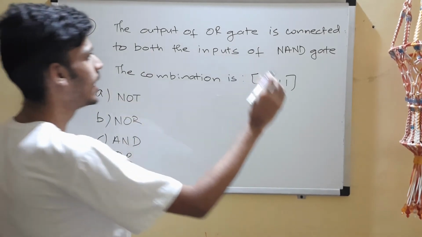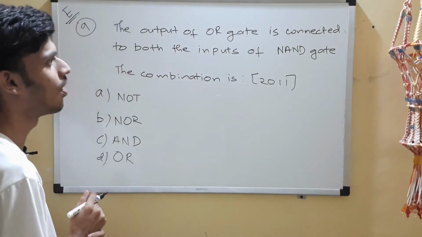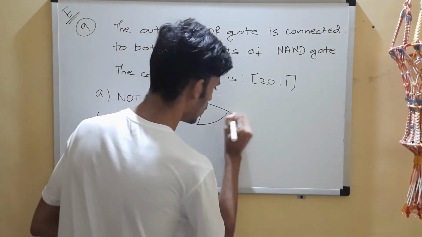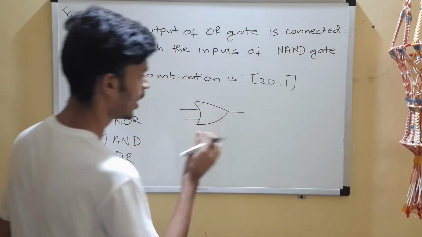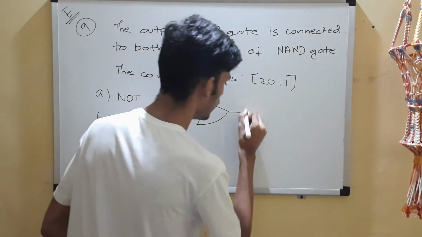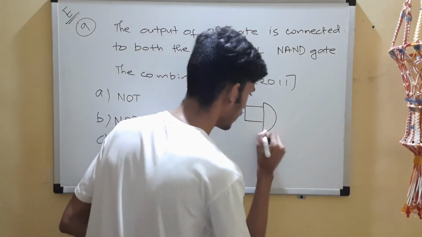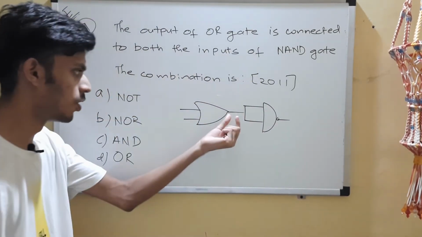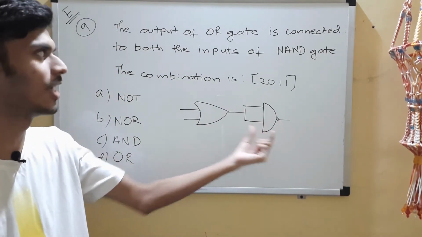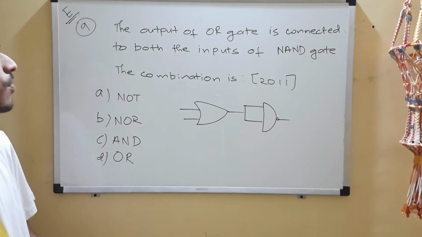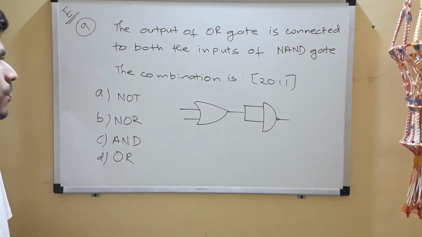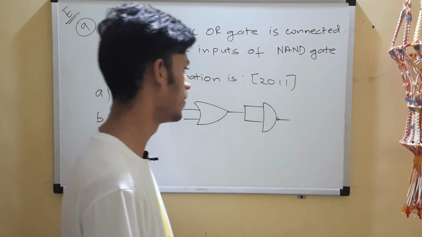The output of OR gate is connected to both the inputs of NAND gate. So I can draw my OR gate over here. The output of OR gate is connected to both the inputs of NAND gate. So I can draw it this way, right? I just decoded it in this format. So this is the combination that we have. Now we are supposed to find to what gate this combination corresponds.